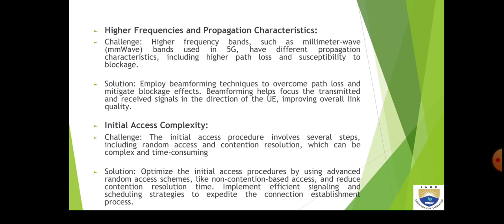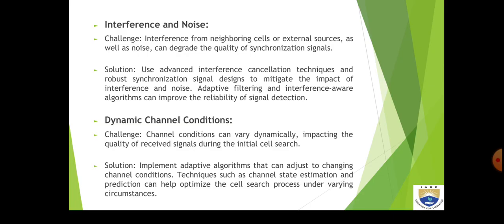Initial access complexity. Challenge: the initial access procedure involves several steps, including random access and contention resolution, which can be complex and time consuming. Solution: optimize the initial access procedure by using advanced random access schemes like non-contention based access and reduce contention resolution time. Implement efficient signaling and scheduling strategies to expedite the connection establishment process.